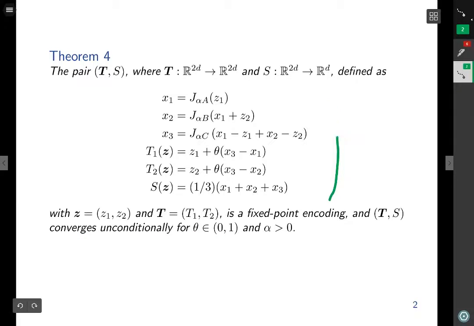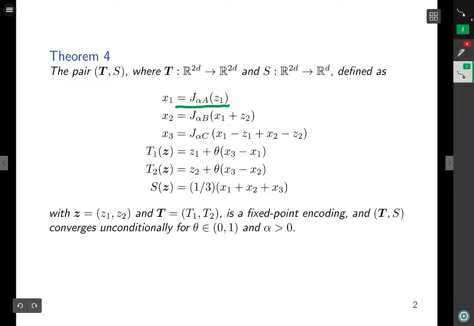Let's examine the equations. We write boldface z to denote the vector that contains z1 and z2, where z1 and z2 are both members of R^d, and we write boldface T to denote the mapping that contains T1 and T2, where T1 and T2 are both mappings that map R^2d to R^d.